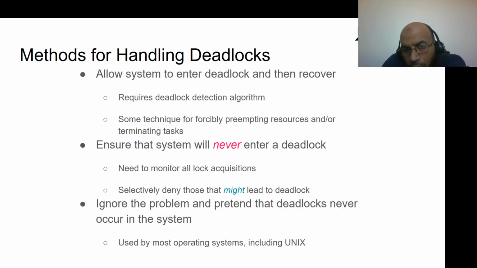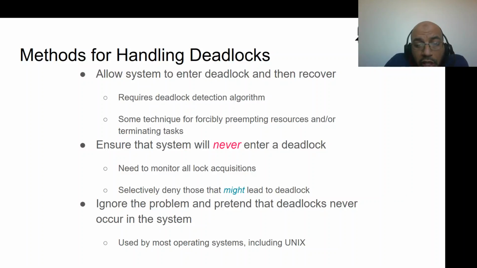Then there is the other way, which is using some formal methods to ensure that the system will never enter a deadlock, and you need to monitor all lock acquisitions as we have previously discussed. And the third one is to ignore the problem and pretend that deadlocks never occur in the system.